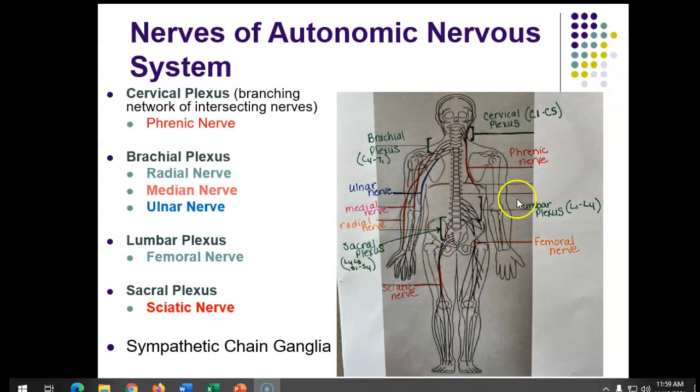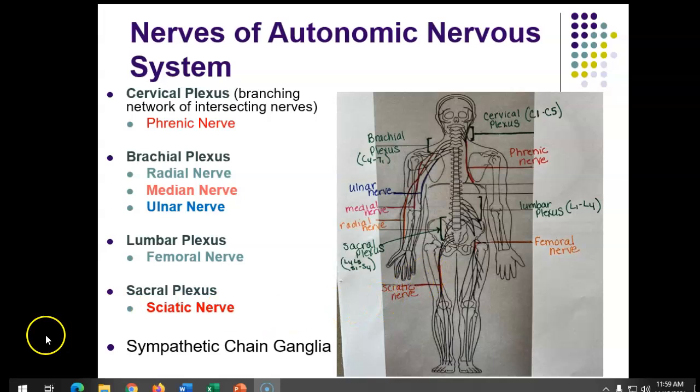Moving down to the lumbar plexus then, which is right here, this will eventually branch into your femoral nerve, which is up here. Then the sacral plexus, which includes L4, L5, and then sacral vertebrae 1 through 4, is going to include your sciatic nerve, which is located right down here.